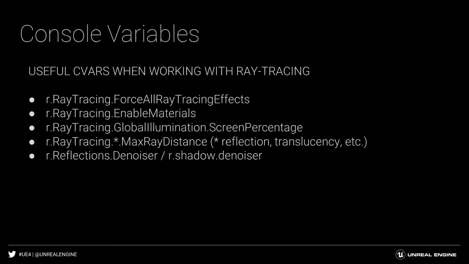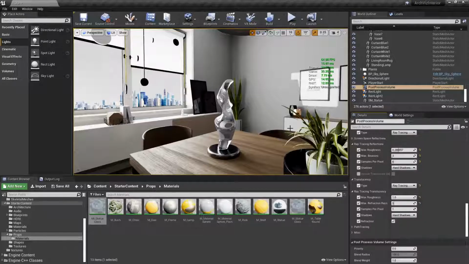Now, we did look at console variables a little bit today. There are some other options available to help you with your performance. I've listed a few good ones here. Some of them are good for modifying your performance, and some are just good for debugging. For instance, we already looked at r.raytracing.enable materials. We can also enable and disable all ray tracing effects entirely using the second one here, r.raytracing.force all ray tracing effects. Let's jump into the scene and have a look at that.